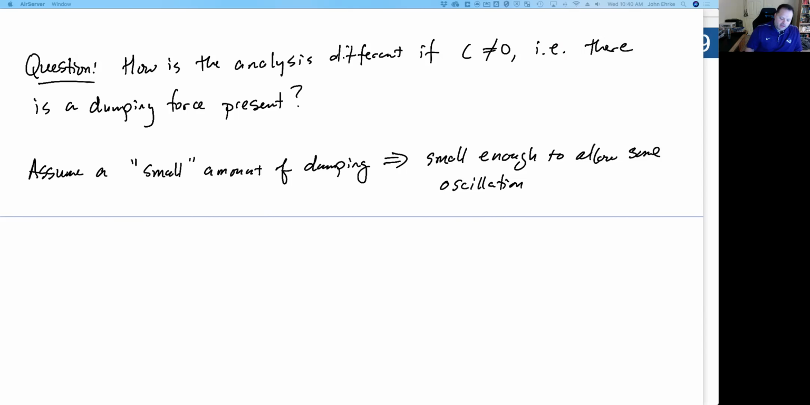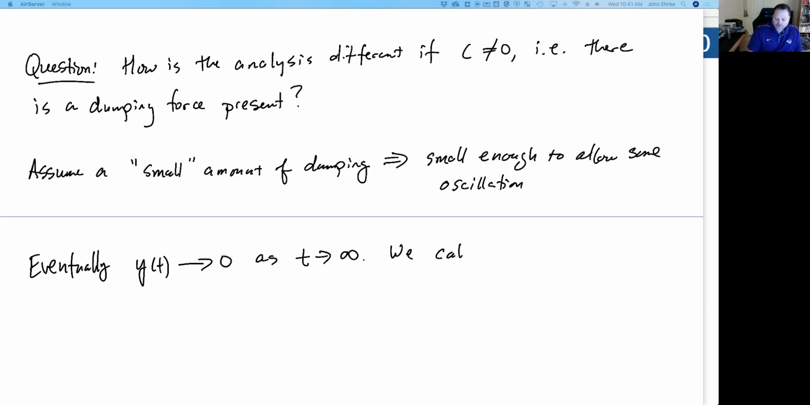And what's going to end up happening here is eventually y of t, the displacement, will tend to 0 as t goes to infinity.